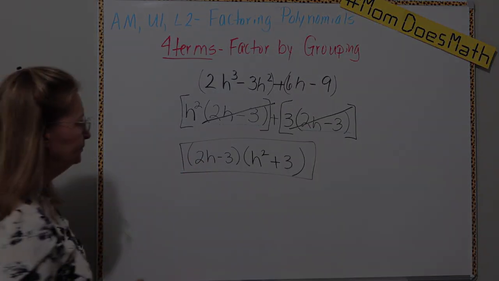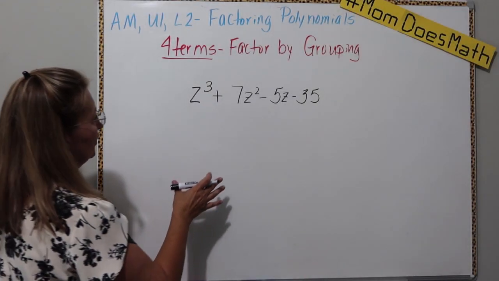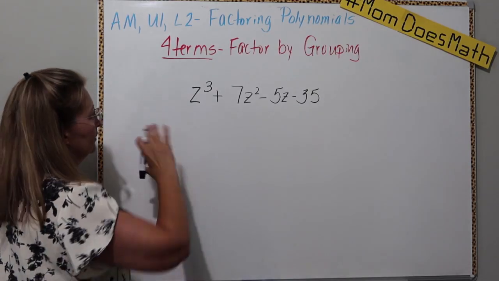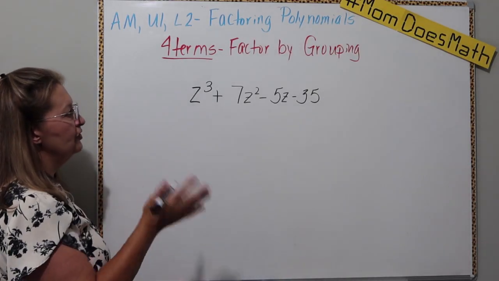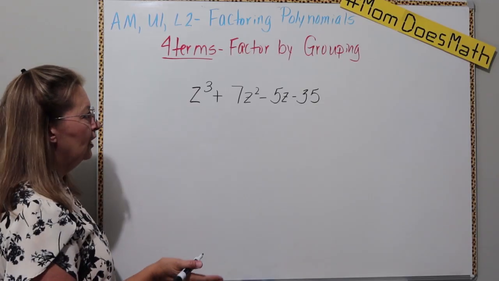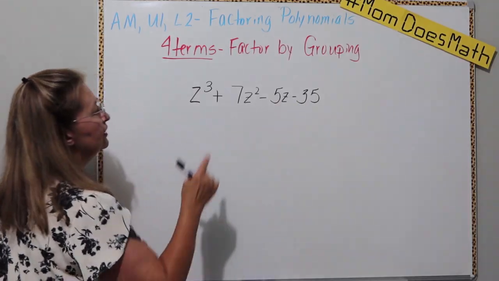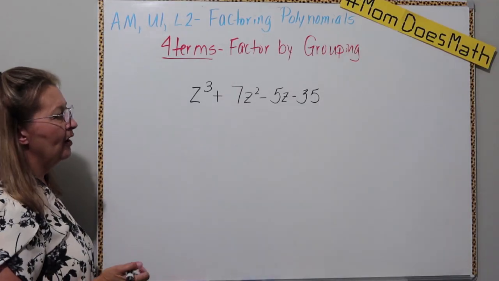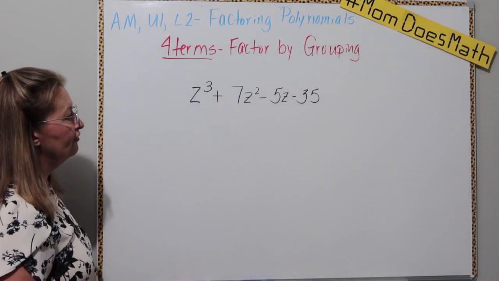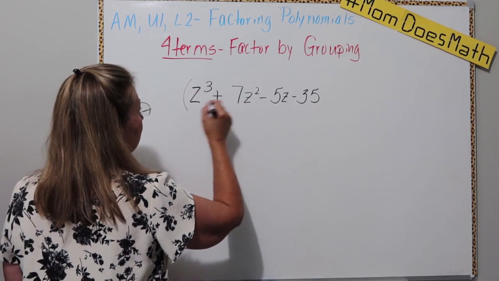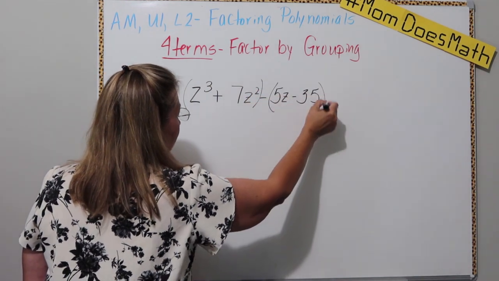Let's do another one. Okay, this is number 22. And going through the analysis, do you have a greatest common factor? No, you do not. Count your terms. 1, 2, 3, 4. So we're going to factor by grouping. That's my only alternative. How do you start factoring by grouping? Well, first you group 2 and 2.